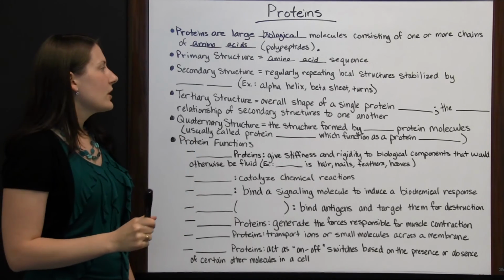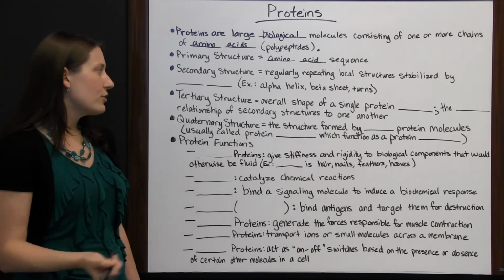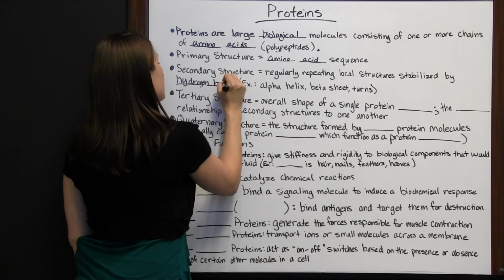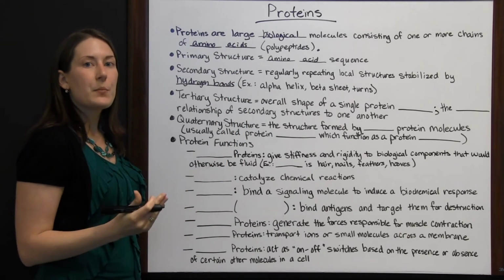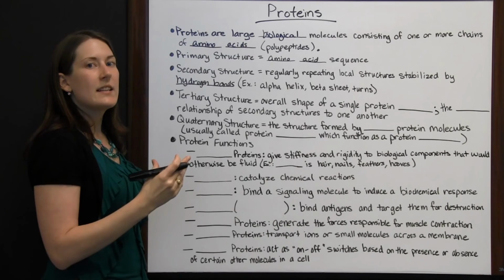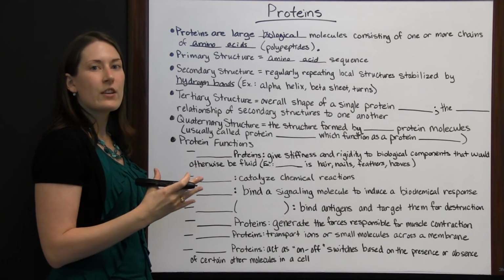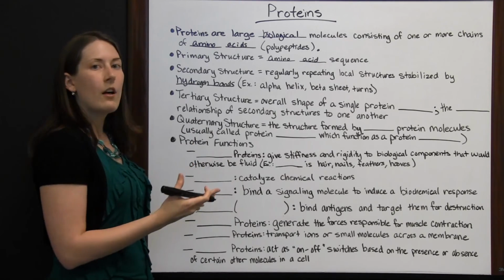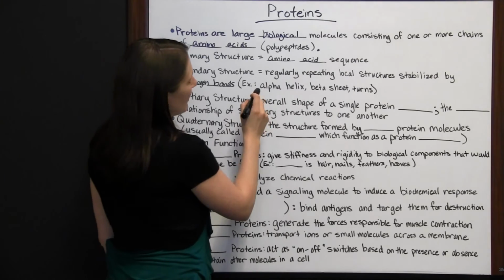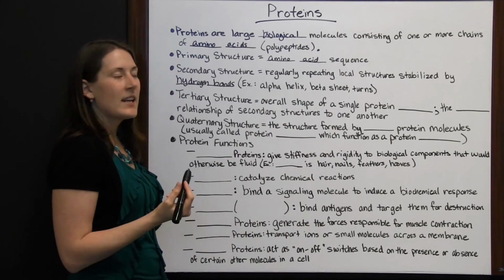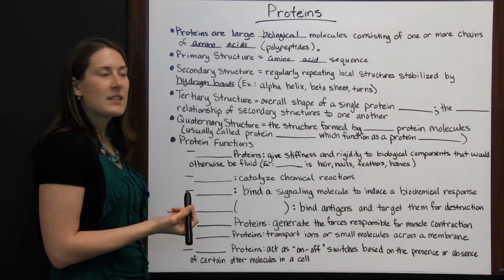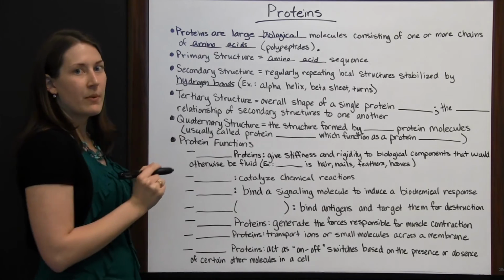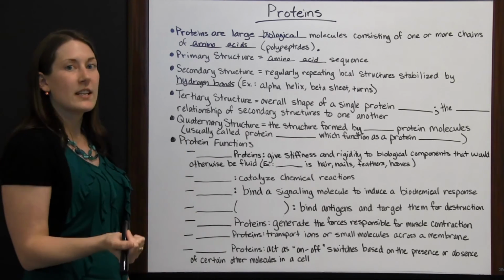The secondary structure is the regularly repeating local structures stabilized by hydrogen bonds. Now this is whenever we've got a few proteins interacting together and the local structures or the regular structures that these proteins will form just all on their own without any help. And some examples would be the alpha helix, beta sheet, and turns. So those are just some different shapes that the proteins can take whenever there are a few of them joining together with hydrogen bonds.